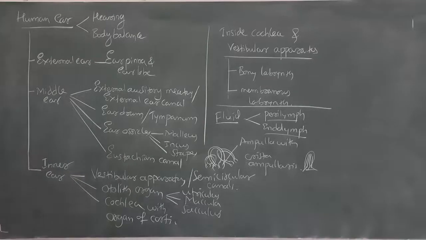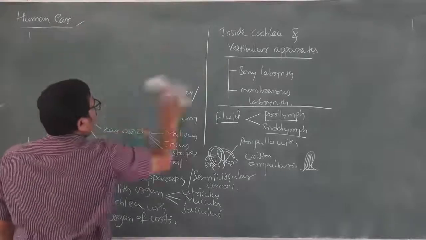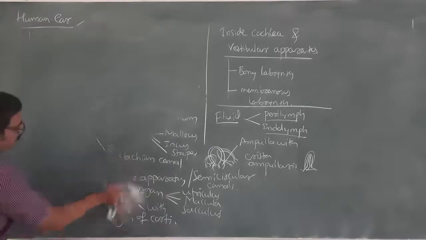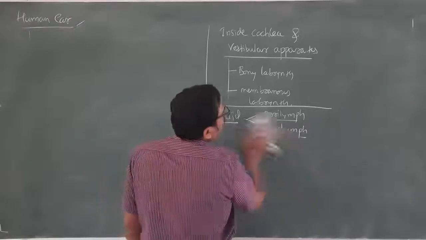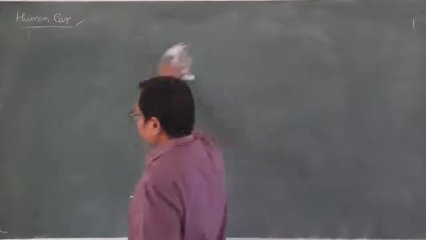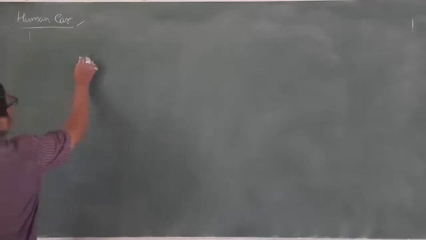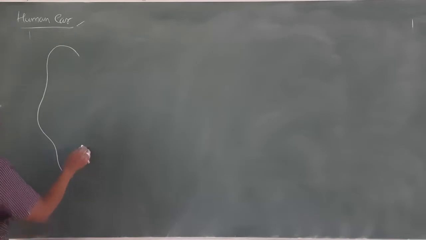Let us go into the details of the structure of the ear. The diagram is very, very important. You need to remember some of the important structures. I am going to mention them here, and that will definitely help you understand the basic mechanism of hearing also. The human ear has the outermost external ear, the middle ear and then the inner ear. Now let me mention the structure of the human ear.